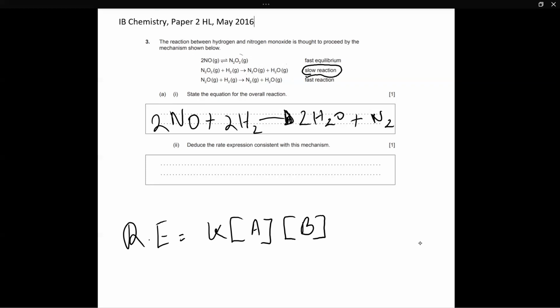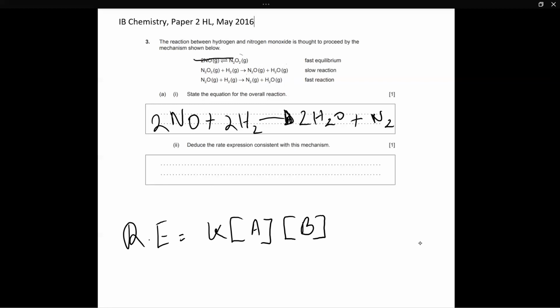However, in this question, it's a bit of a special case because if you look at it, there's also a fast equilibrium occurring right before the slow reaction. And in such cases where there is another reaction occurring before the slow reaction, we need to also take into account the fast equilibrium or the fast reaction. We need to take both into account.